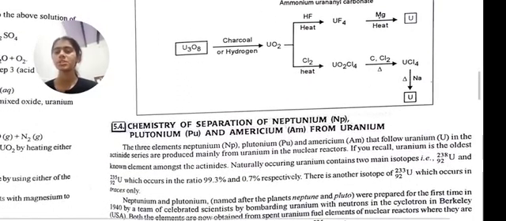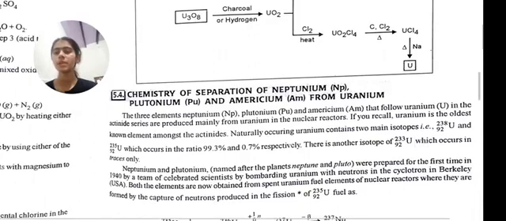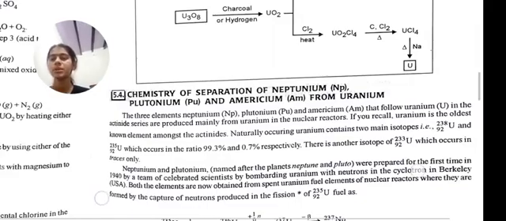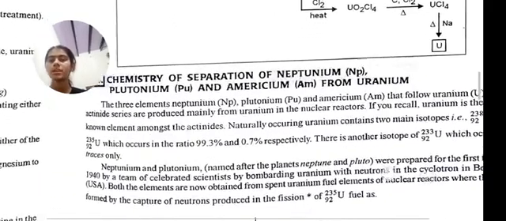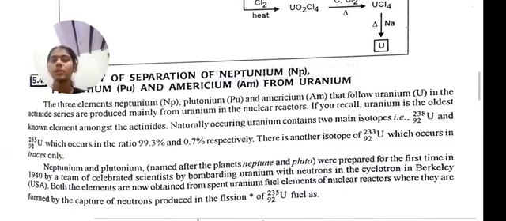Chemistry of separation of neptunium, plutonium and americium from uranium. The three elements neptunium, plutonium and americium that follow uranium in the actinide series are produced mainly from uranium in the nuclear reactors. If you recall, uranium is the oldest known element among the actinides.